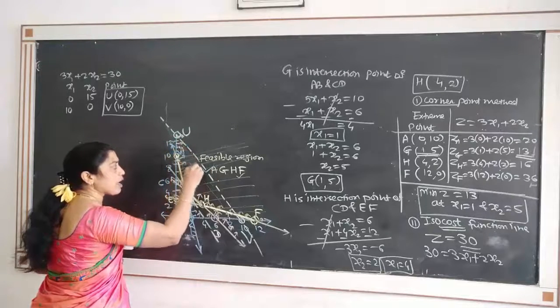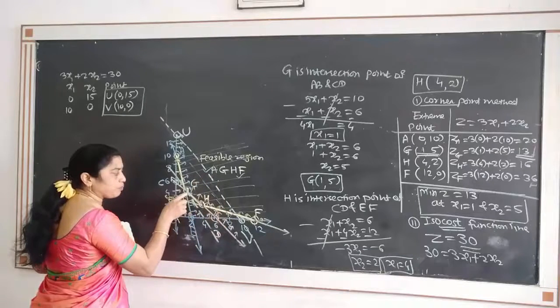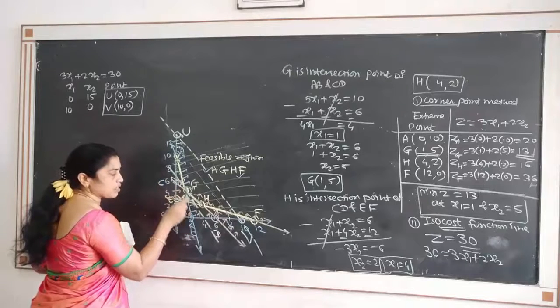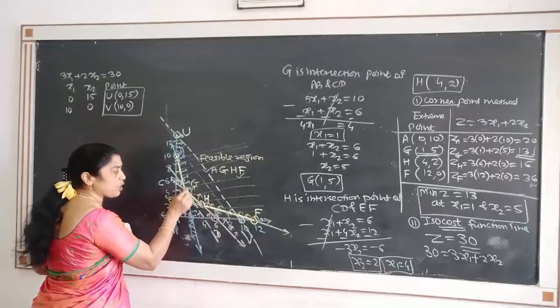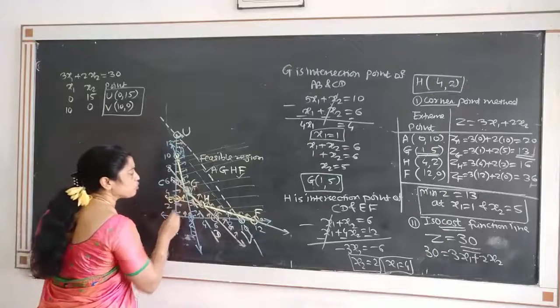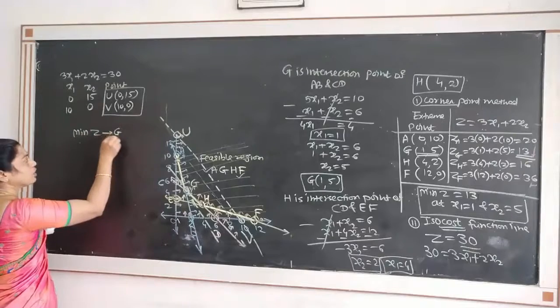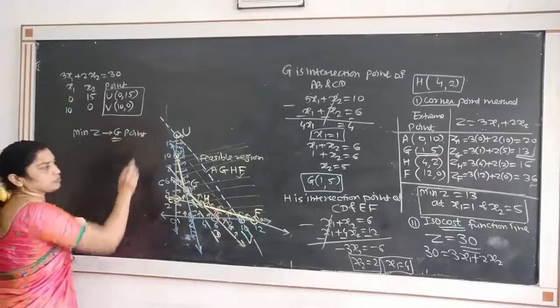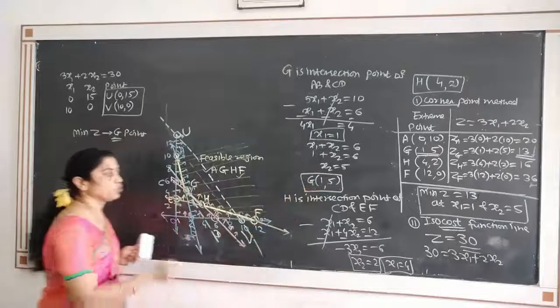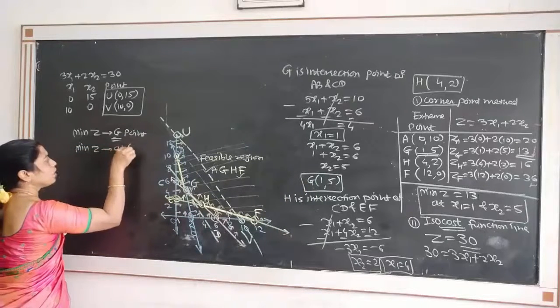We will draw lines like this. These are the lines which are parallel to objective function line, till you reach the extreme corner point through which the line passes. Now the line passes through this point, and therefore z will be minimum at this point. This point is nothing but G point. So from figure, minimum z occurs at G point. What is G point? G point is 1, 5. So minimum z occurs at 1, 5.